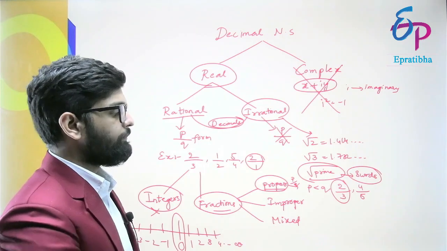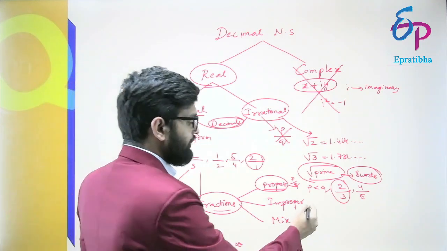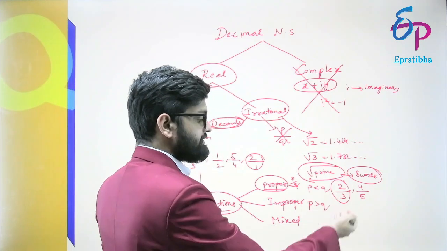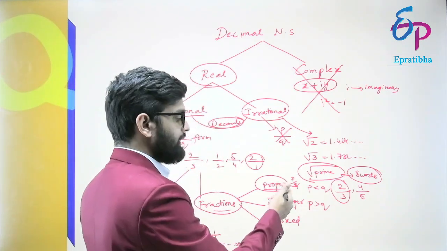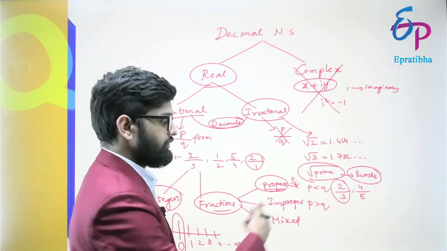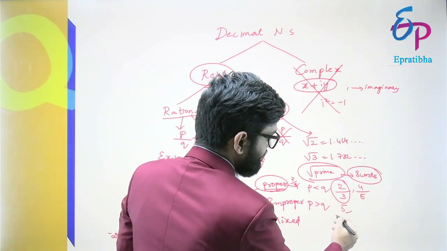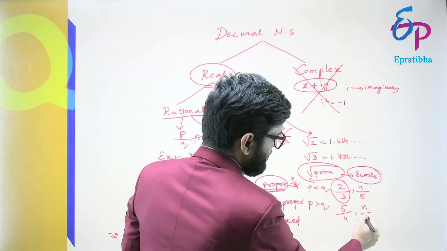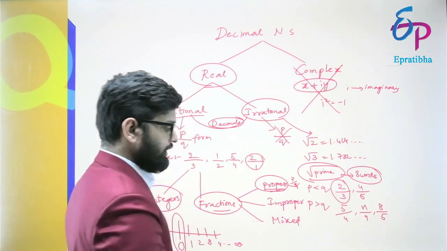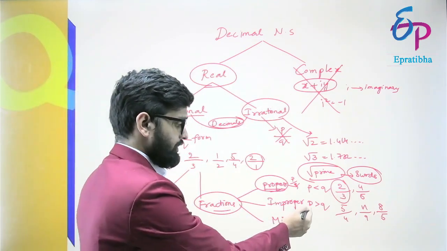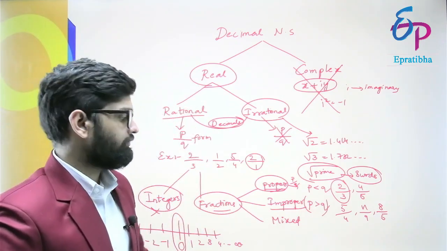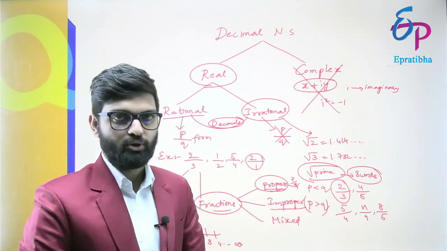But what are improper fractions? Whenever your numerator is greater than the denominator, just completely opposite to proper fractions, we call it an improper fraction. So examples will be 5 by 4, 11 by 9, or 8 by 5. Anything you can take. Whenever the numerator is greater than the denominator, we generally call that an improper fraction.